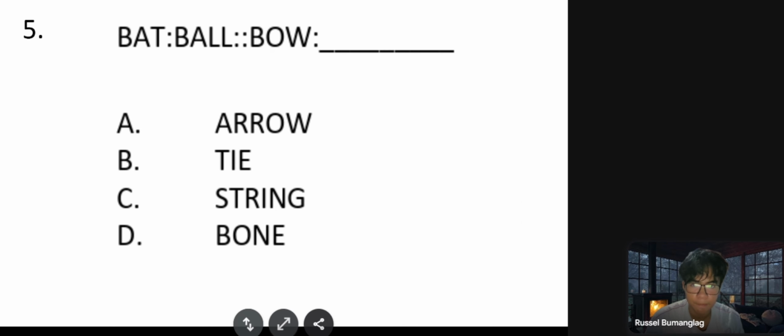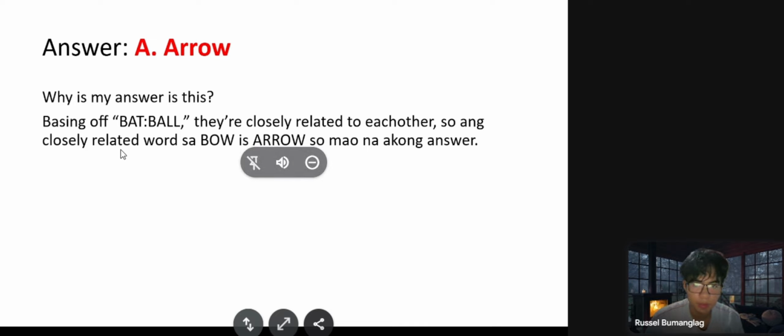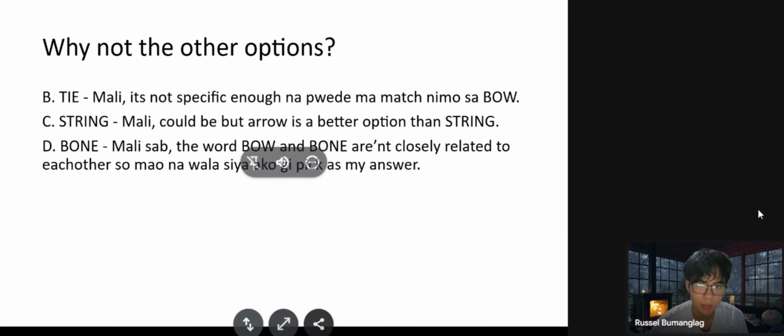For number 5, bat is to ball, and bow is to what? A. Arrow, B. Tie, C. String, or D. Bone. So my answer is A, arrow. Why is my answer this? Basing off bat is to ball, they're closely related to each other. So the closely related word to bow is arrow. So that is my answer. So why not the other options?